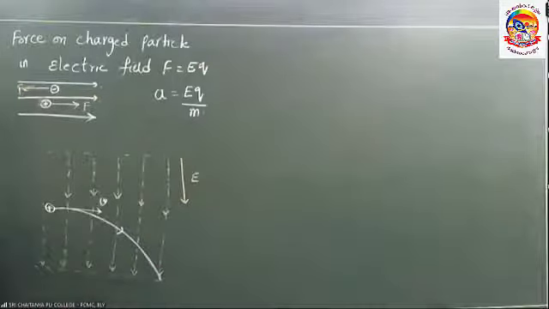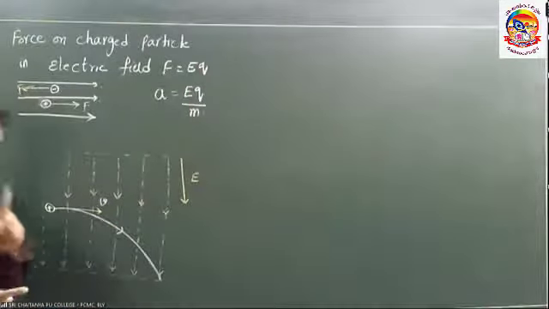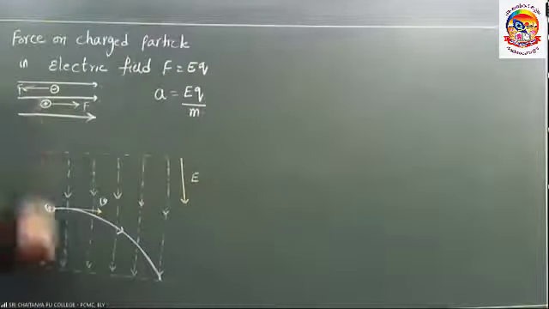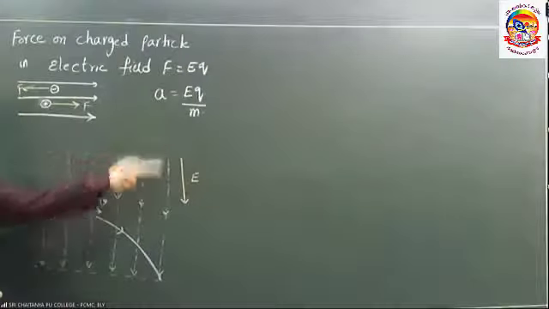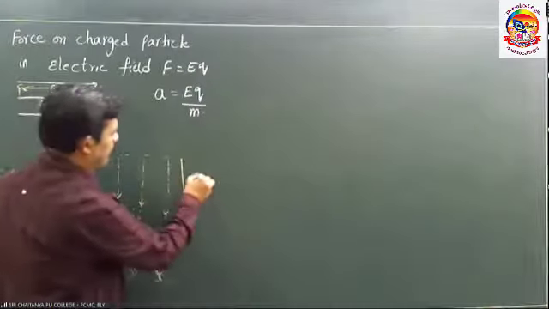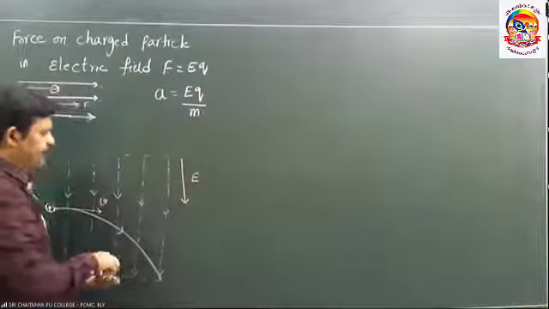Why is it so? How can we say that? A shortcut to remember: it is just like a horizontal projectile, a horizontal projectile which is projected in a gravitational field. Here, a charged body is projected in an electric field. Right? Then what is the acceleration of this? Let for this charged particle, charge is q, mass is m. This is a positive charge. E is the field.